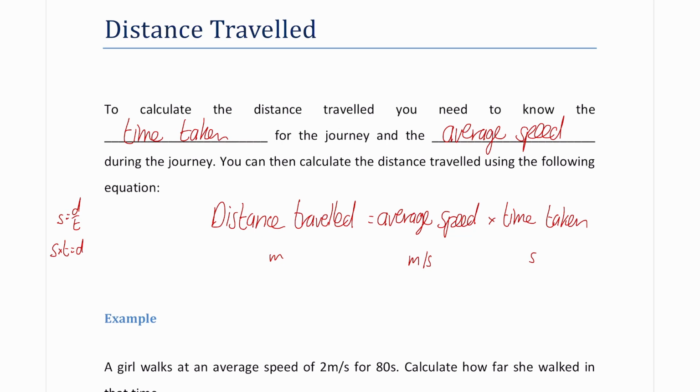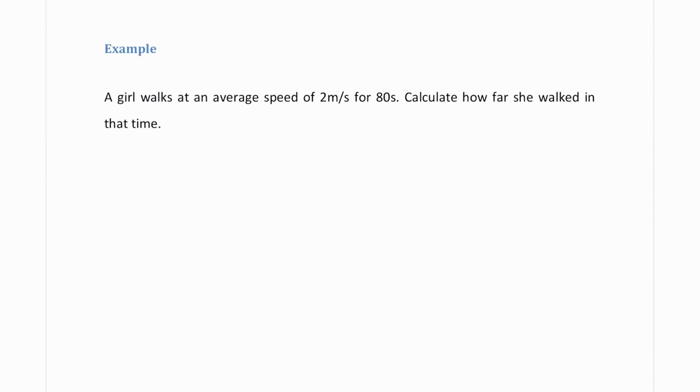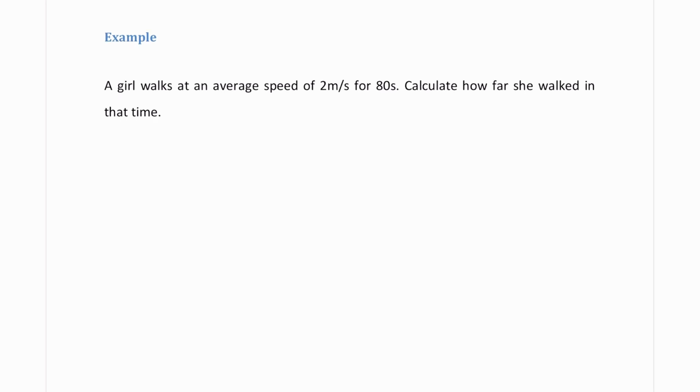So another quick example. A girl walks at an average speed of 2 metres per second for 80 seconds. How far has she walked? Formula, substitution, answer. Distance equals speed times time. Line up your equals. 2 times 80 equals 160. And no answer is valid unless you've included the unit.